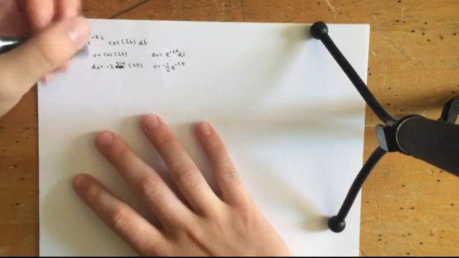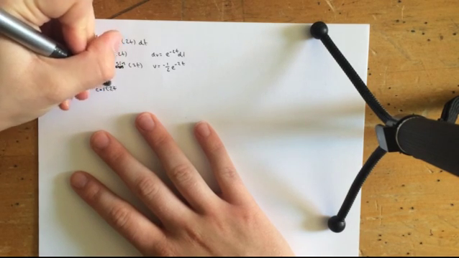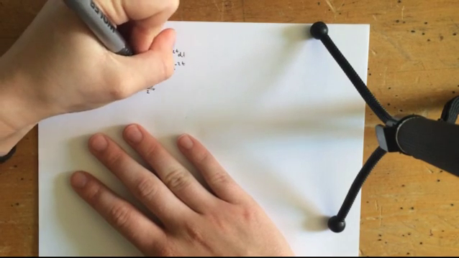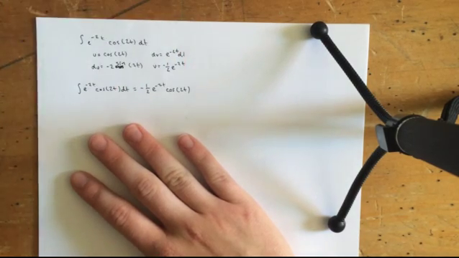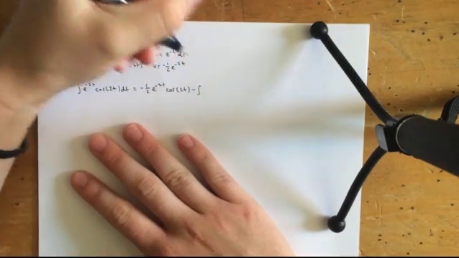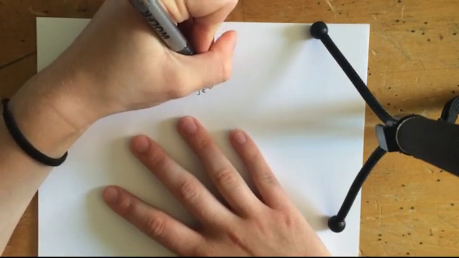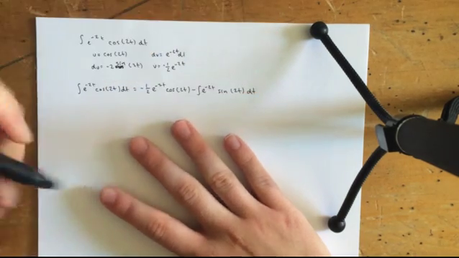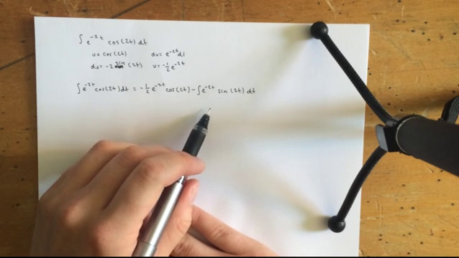So we're going to write this out now. So the integral of e to the negative 2t cosine of 2t dt equals u times v, so negative 1/2 e to the negative 2t cosine of 2t, minus the integral of v du. So negative 1/2 times negative 2 is 1, so e to the negative 2t sine of 2t dt. So we see that the integral we get here is still not easy to integrate. So to solve this, we'll have to do integration by parts again.